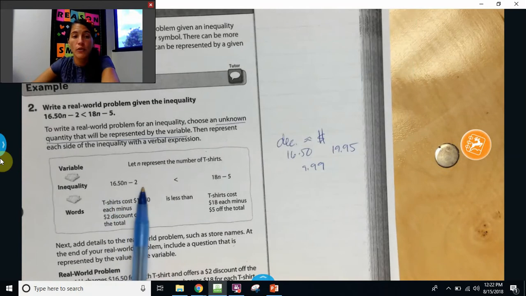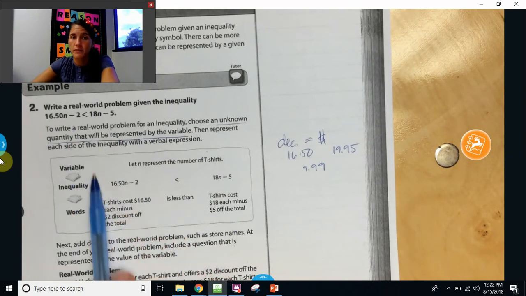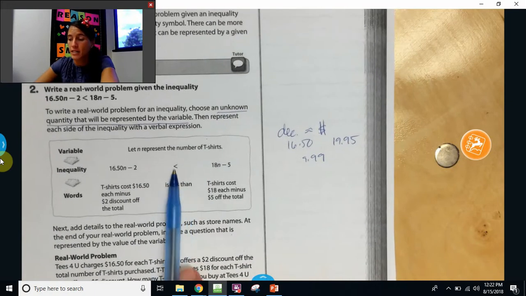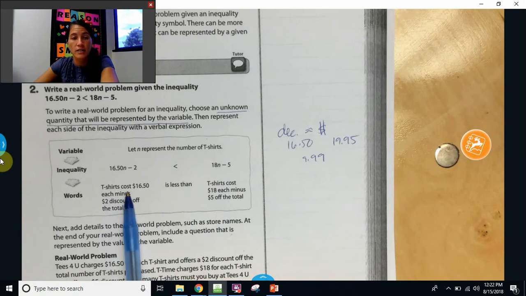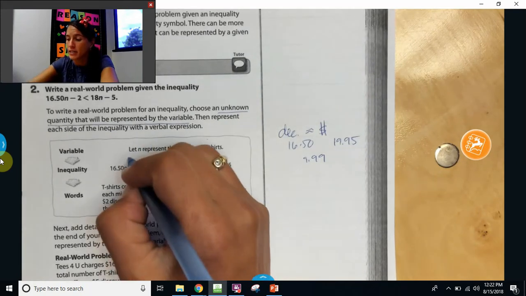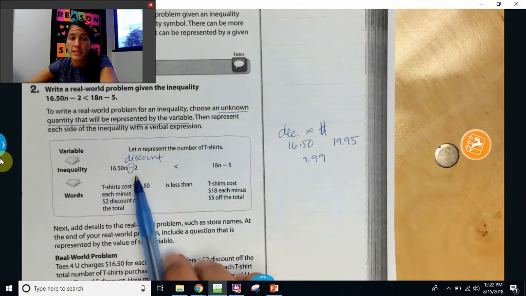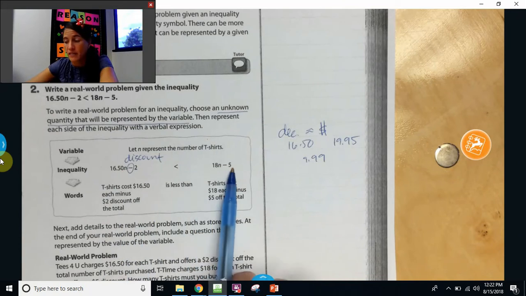So they wrote the inequality, just the inequality that they were given. And now they're going to put it into words. Something is less than, because that's the symbol. And they talked about n as t-shirts. So the t-shirts cost $16.50, and then since it was minus, they said it was a discount. So for some reason, this company is giving a $2 discount. This company is giving a $5 discount.